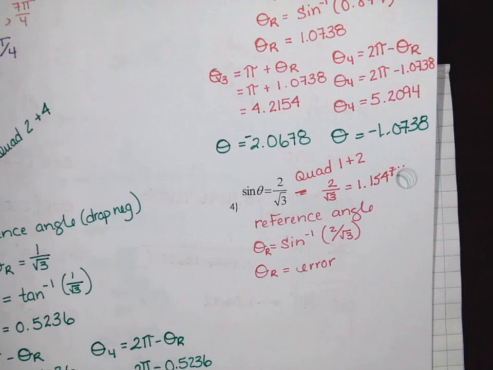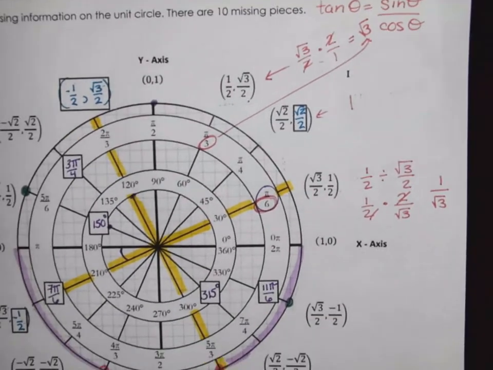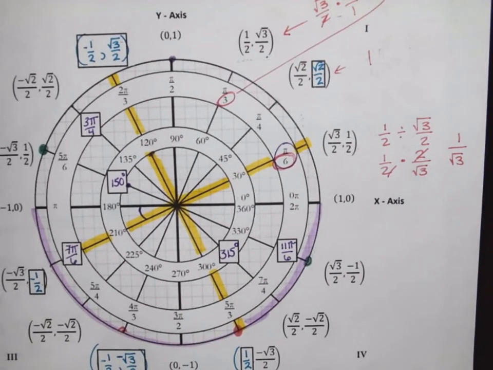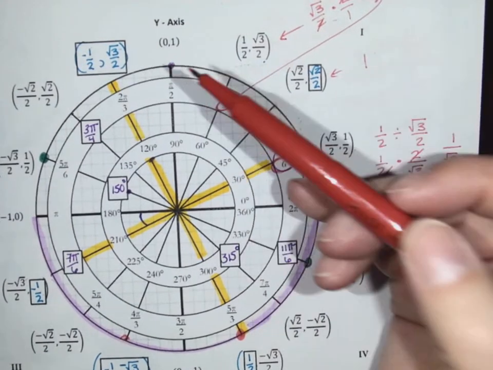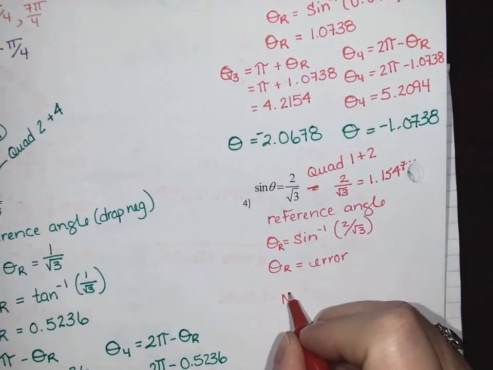Sine and cosine, are they ever greater than 1? Never. When you were in grade 10, they were never greater than 1. In grade 11, never greater than 1. And grade 12, they're not greater than 1. What's the max value sine can be? You guys know that sine is the y value. What's the highest point on this circle? So can I be above 1? No. So this is no solution.